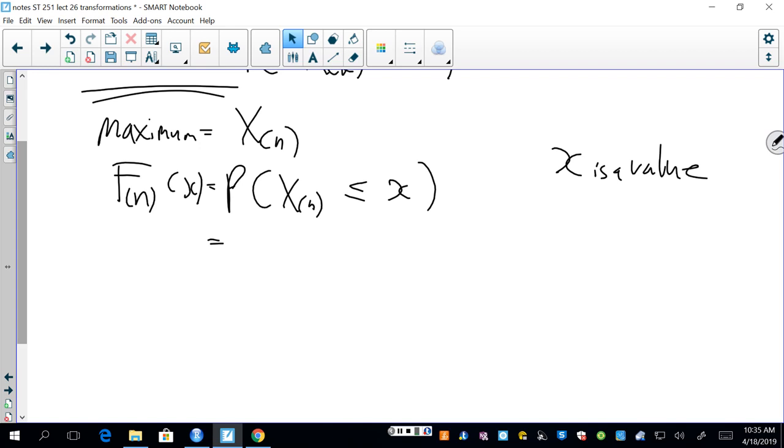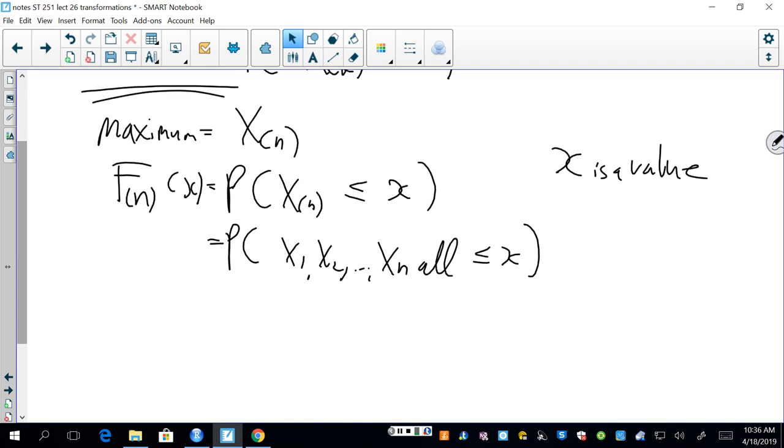If the maximum is below a cutoff, then every single value, x1, x2, all the way up to xn, has to be less than it. So the probability that x1, x2, xn all are less than or equal to x has to happen. So if our maximum is going to be less than a value, then all the random variables have to have values that are less than that.